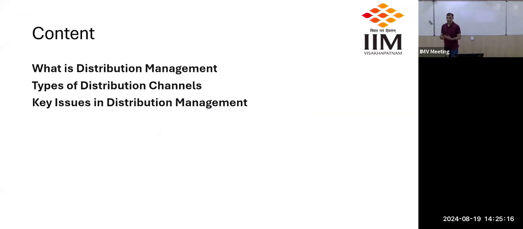First, we will understand what distribution management is, meaning what place is. Then we will understand the different types of distribution channels we have. Because if you want to distribute your product or services to the customer, you have different options available. So we will understand how to select the channel, what channels are available, and some of the key strategies for selecting the optimal channel.